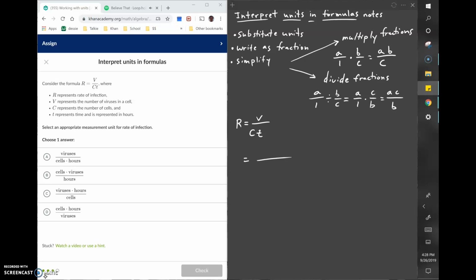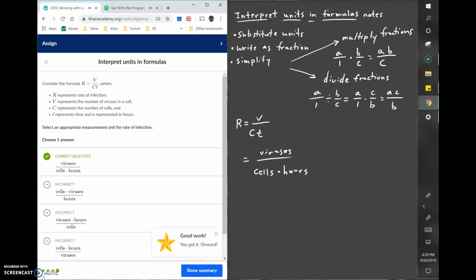So V equals viruses, divided by C, which equals number of cells, and C is getting multiplied by T, which represents time, which is time in hours. Now I'm looking at the options. Looks like option A is the option, viruses divided by cells times hours, and in fact it is. And that's how you interpret units and formulas.